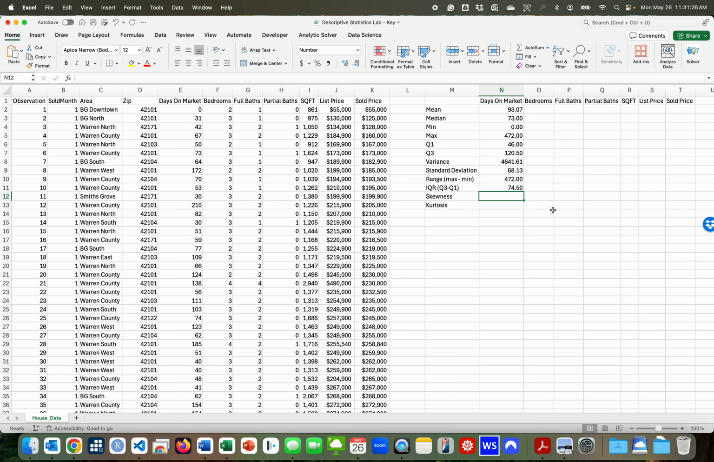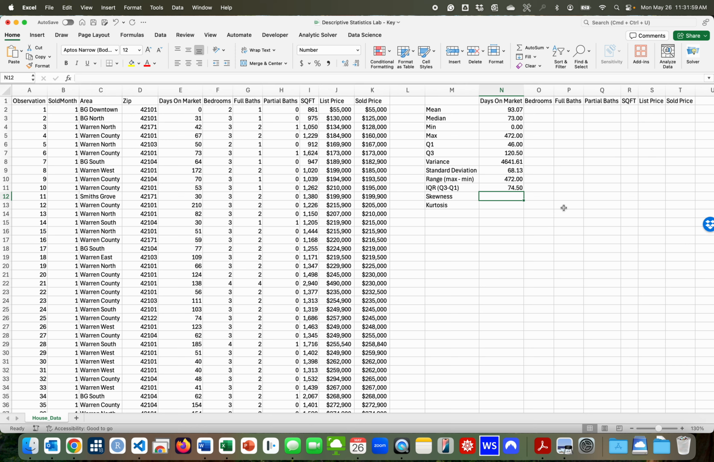74.5. So that's the difference between the third quartile and the first quartile. And we like the interquartile range sometimes because the range is sensitive to extreme values. So let's say we had one home in there that was on the market for 3 years. Well, that range is going to look really, really large. The interquartile range looks more inside that distribution at the 25th and 75th percentiles, and it's less sensitive to outliers. So it's a little more conservative than the range when you have extreme values.